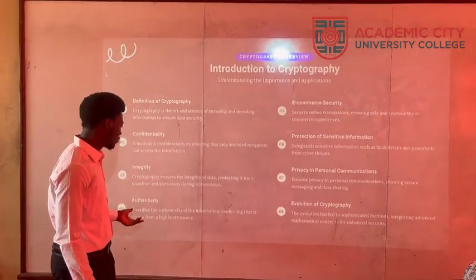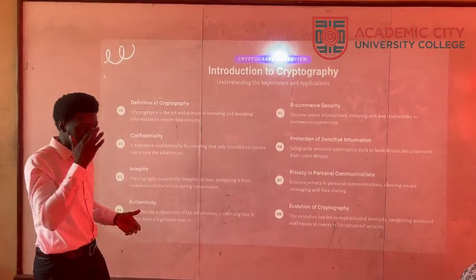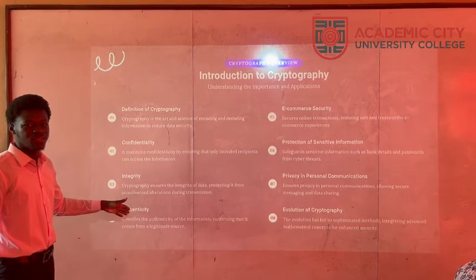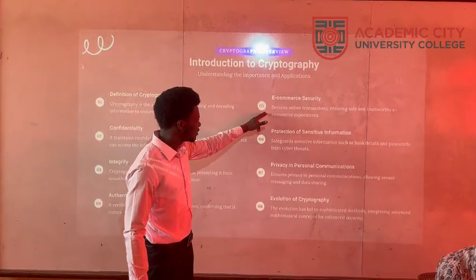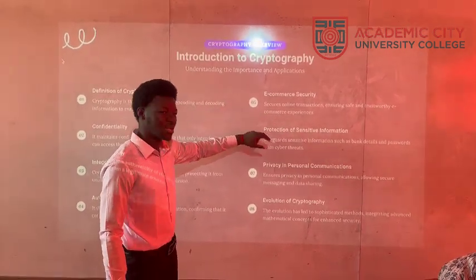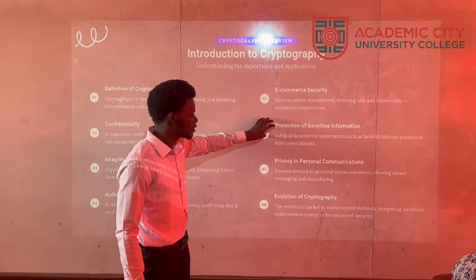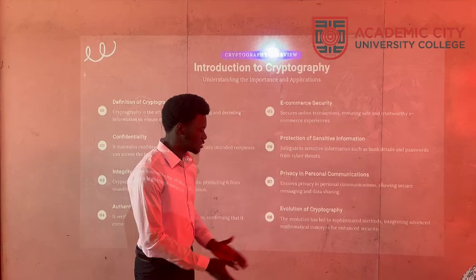Because if data comes to you and it's encoded, once you decode it, you can tell that okay, this is authentic information or data. Then e-commerce security. For e-commerce security and protection of sensitive information, that also falls under the encoding and the decoding. I'm sure you will understand that. The privacy in personal communications, exactly.